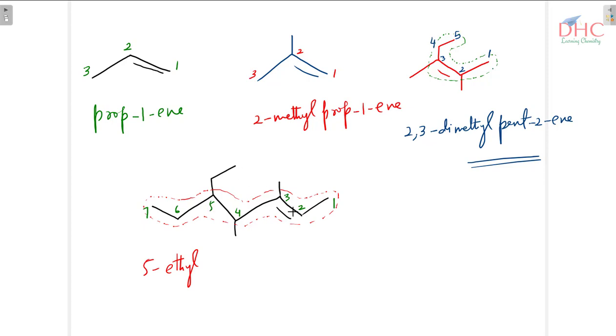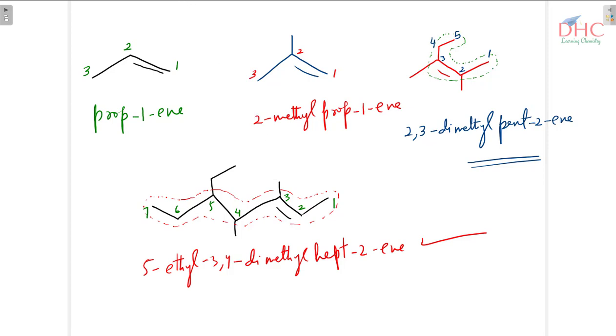5 ethyl. Then there is 3, 4 dimethyl. I told you earlier that the prefixes di, tri are not considered in alphabetical order. It is the M and it is the E. So 5 ethyl, 3, 4 dimethyl. Prefix is finished. Now we have the word root. How many carbons in the longest chain? 7. So you have the word root hept. Now you have ene at position number 2. So we have 2-ene. This is how you name an organic compound when it contains unsaturation, that is a double bond.